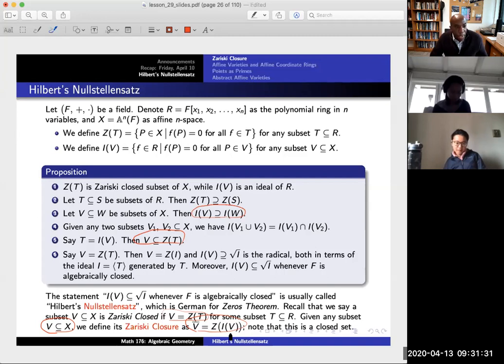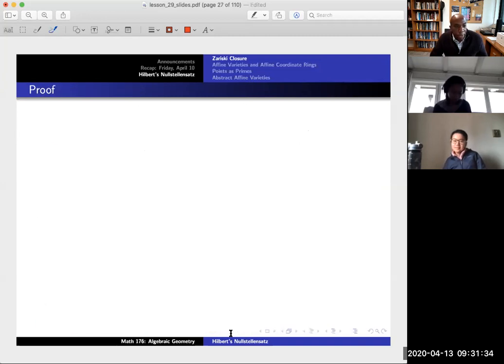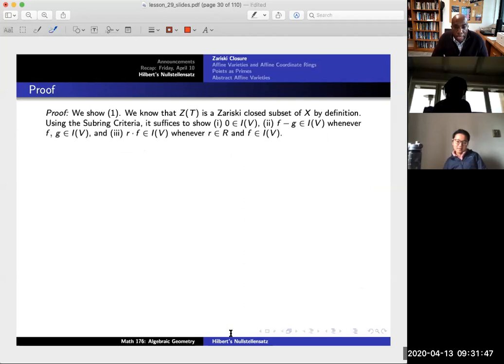All right. Okay, so let's try to do the proofs of these statements here. Let's start off by showing the first one. Of course we know that Z of T is a Zariski closed subset. That's just by definition. So I need to show that I of V is an ideal. To show that something is an ideal, I have to show 3 statements. First, that 0 is in the set. Second, that it's closed under differences. And third, that it's closed under products. That's just what it means to be an ideal. I have to prove those 3.